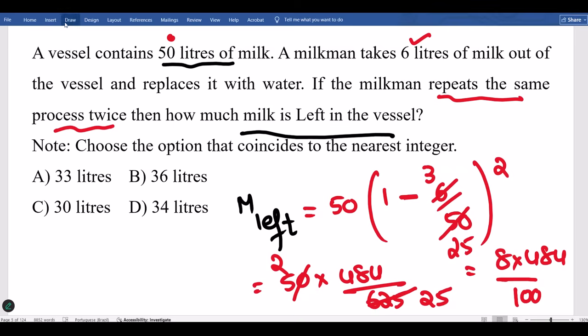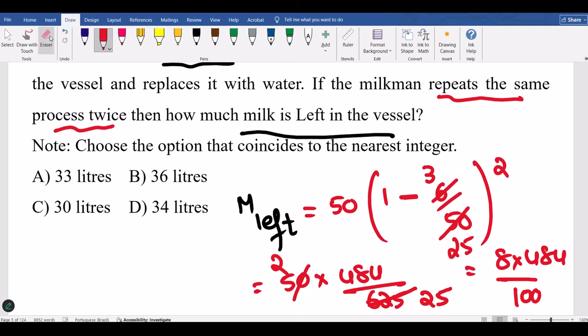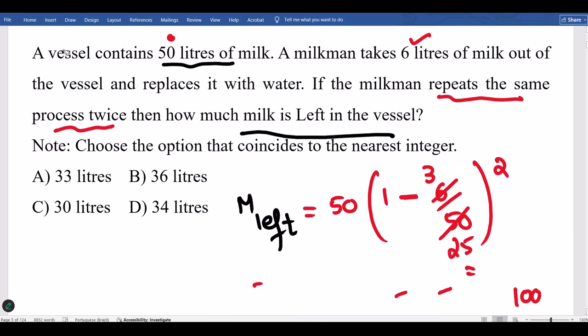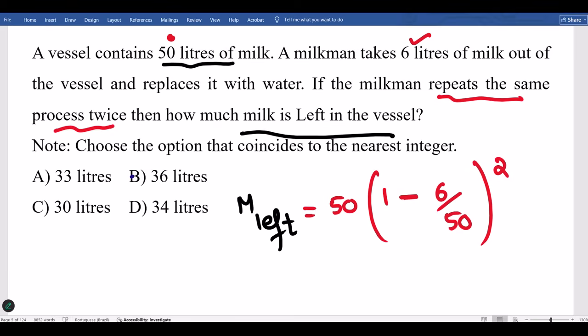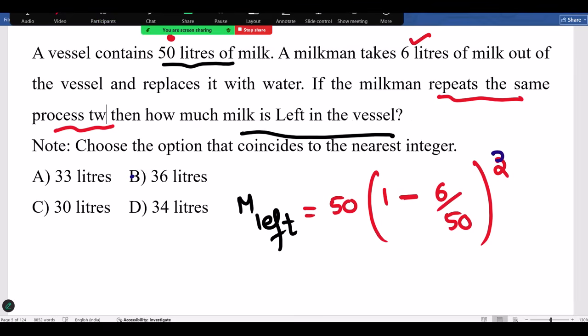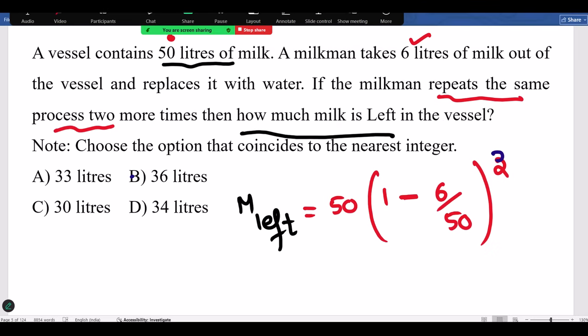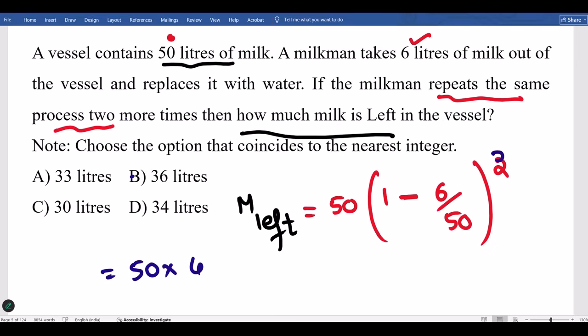I repeat, in the question if they say 2 more times, whether it is whole cube or whole square is what matters. Before doing calculations, we should be worried about whether it is whole cube or whole square. That is going to decide. If it is one time, 44 will be the scenario, whole power 1. Whole square will be 40 something. It should be whole cube, but they have to mention in the question 2 more times. Repeat the same process 2 more times is the clarity. Then we have to do whole cube. Then 50 into 44 divided by 50 into 44 divided by 50 into 44 divided by 50.